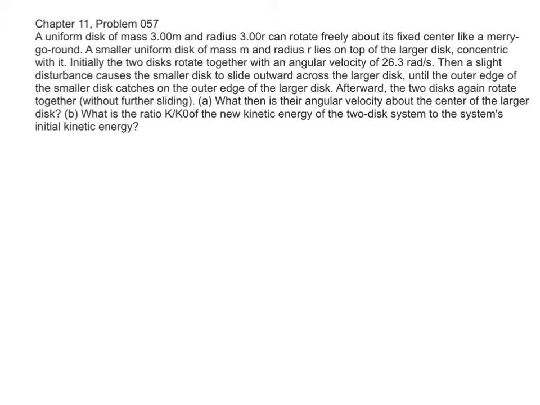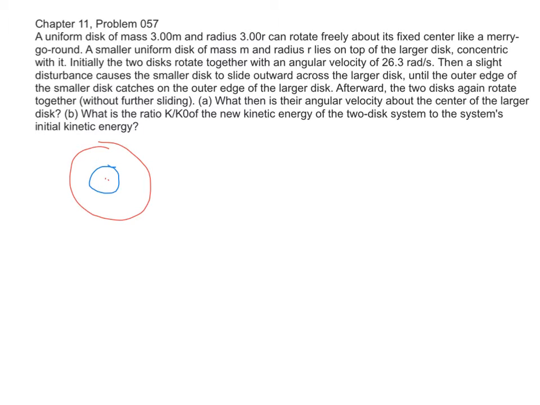There's two disks, one that is a larger one, so maybe I'll draw it here. A larger disk that has a mass of 3m and a radius of 3r, that is able to spin around an axis at its center here. And then there's a smaller disk of mass m and radius r that is also at the same center, lying exactly on top of it, concentric as we're told.